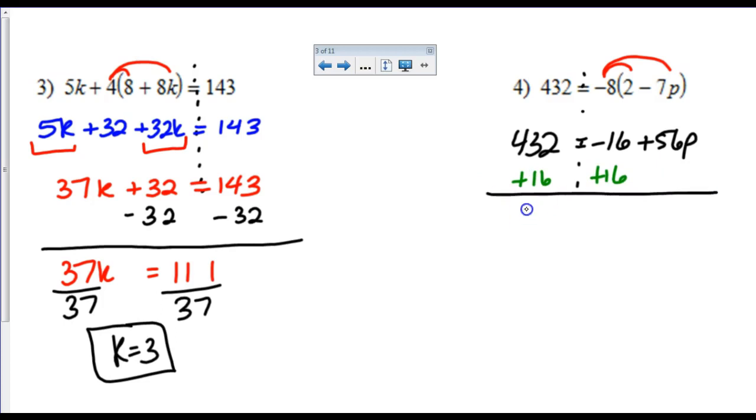Oh boy. All right, 448 equals 56p. Of course, you guys would be using a calculator on this step, so do not panic. We're going to be dividing both sides by 56.